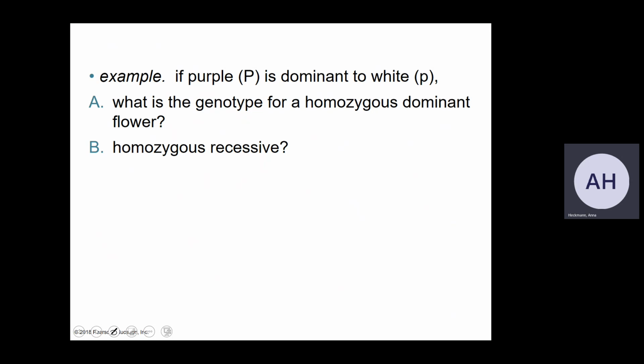Here's an example. If purple is dominant to white, what is the genotype for a homozygous dominant flower? So a homozygous dominant flower would have two dominant alleles, so capital P, capital P. Homozygous recessive will have two recessive alleles, so lowercase p, lowercase p.